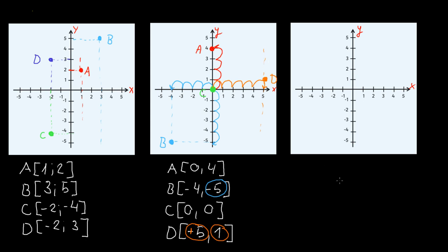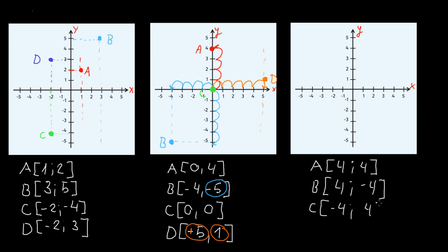Now let's do the very last one. And this time I'll do a perfect rectangle, or let's go with a perfect square with the size of 4. So the first point is going to be 4, 4. The second point will be 4, -4. The order doesn't really matter. Then -4, 4, and D is -4, -4.